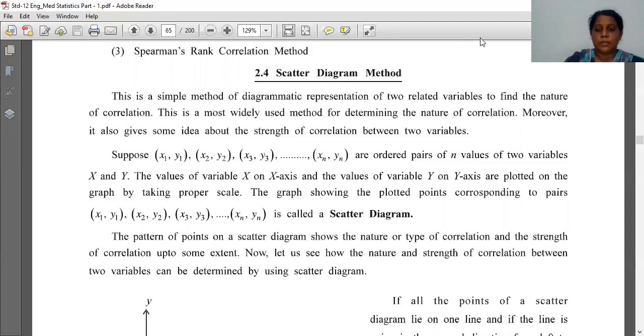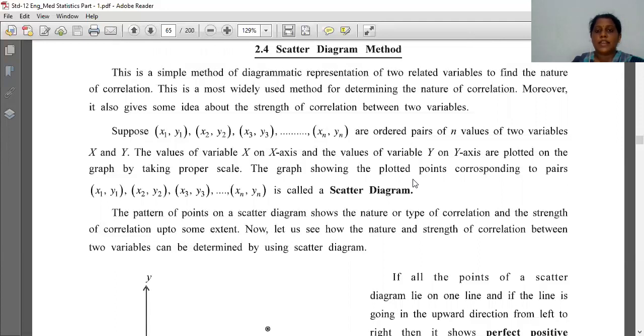The graph showing the plotted points corresponding to the pairs x1 y1, x2 y2, x3 y3, and so on is called the scatter diagram. The diagram you are drawing, or the points you are plotting on the graph, is called a scatter diagram, right? Now the pattern of points on a scatter diagram shows the nature or type of correlation and the strength of correlation up to some extent. Now let us see how the nature and the strength of the correlation between the two variables can be determined using a scatter diagram.